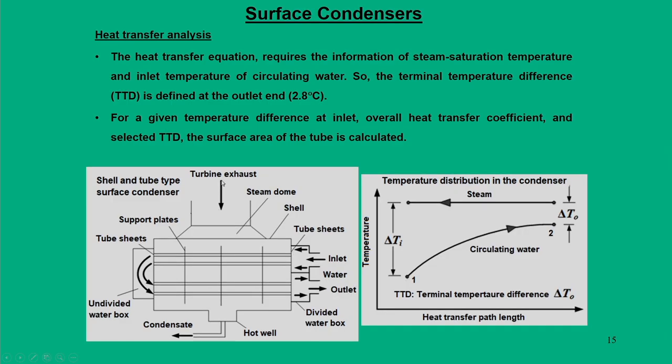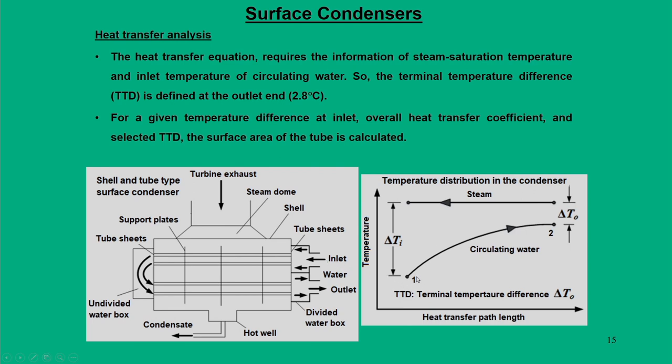So, for example, if you see here, we have two streams. One is the exhaust from the turbine that enters through the steam dome into the shell. The other is the cooling water that enters at the inlet and comes out at the outlet. Since the turbine exhaust is close to saturated vapor steam, inside the condenser its role is that it condenses. That means there is no change in temperature; rather there is a release of latent heat of vaporization from the steam. So, this heat is being taken away by this water.